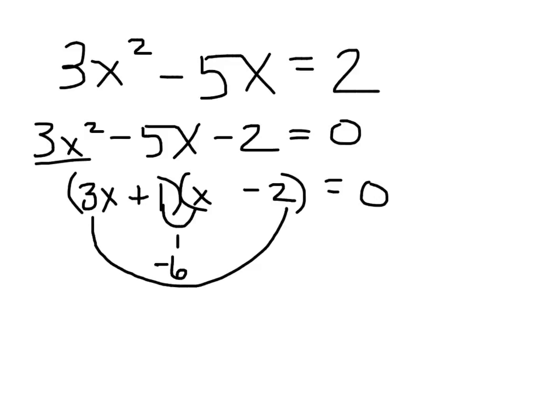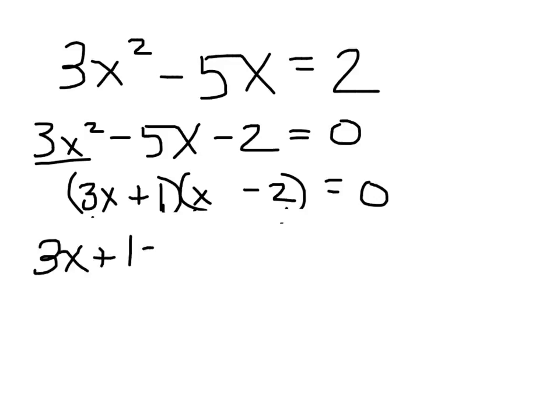All right, so now what do I do after I get those? Set each group equal to 0. So 3x plus 1 equals 0 and x minus 2 equals 0. How do I solve for x on the first one?